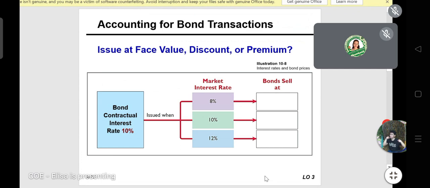Now, bonds are issued at face value. So there are three, no? The pricing will be issued at face value, at a discount, or at a premium.